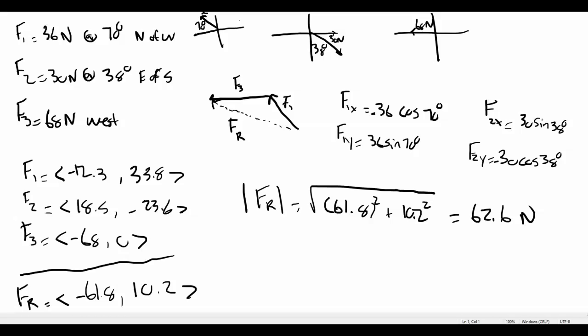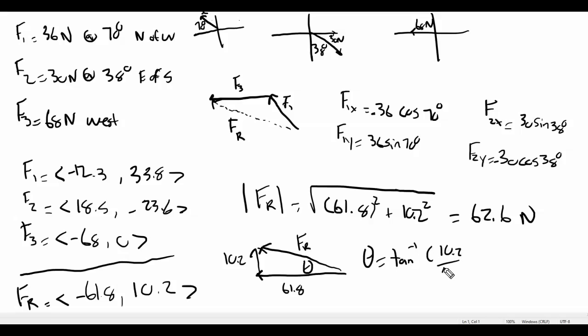To find the direction, you want to sketch out the resultant. Looking at the resultant, I know we have a negative x component. So let's say the resultant is going in the negative x direction. It's going in the positive y direction. Based off of how I drew the resultant here, I know this is 10.2, this is 61.8, so this is FR. Here's my direction. So theta is going to be an angle that I can find using inverse tangent of 10.2 divided by 61.8.